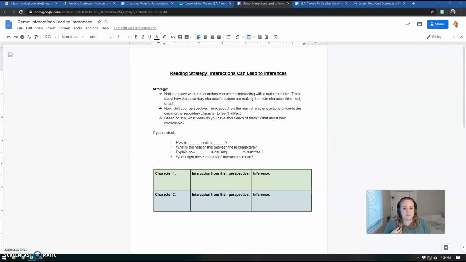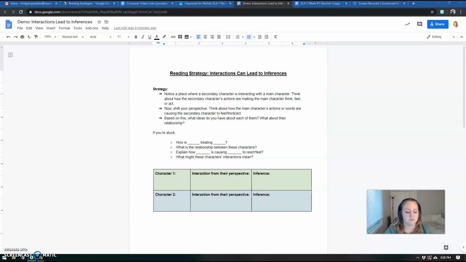Okay, so if you remember, this strategy asks you to look at two different characters and then to think about how, for one character, the interaction happened from their perspective. Then to flip your perspective and think about what the interaction was like for the other character. Okay, this is super helpful in making deep inferences and really making yourself empathize with both characters.